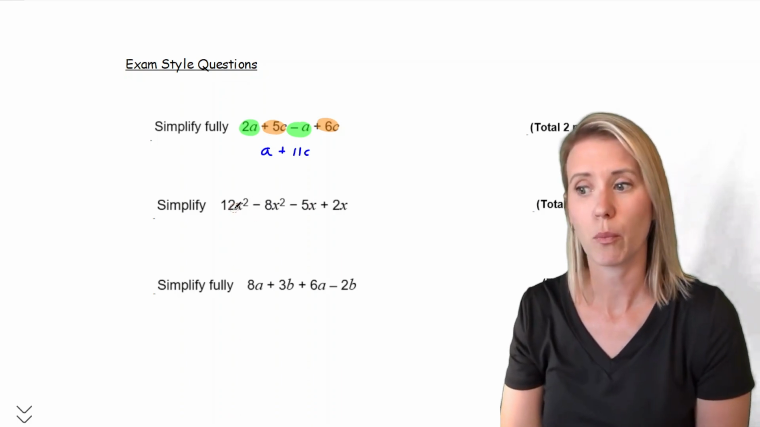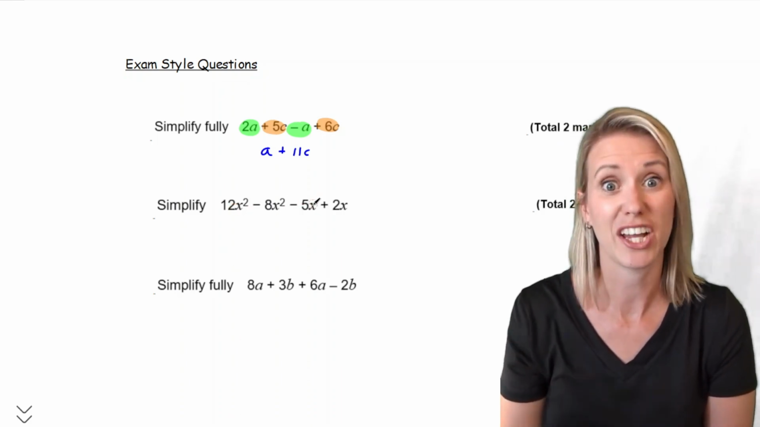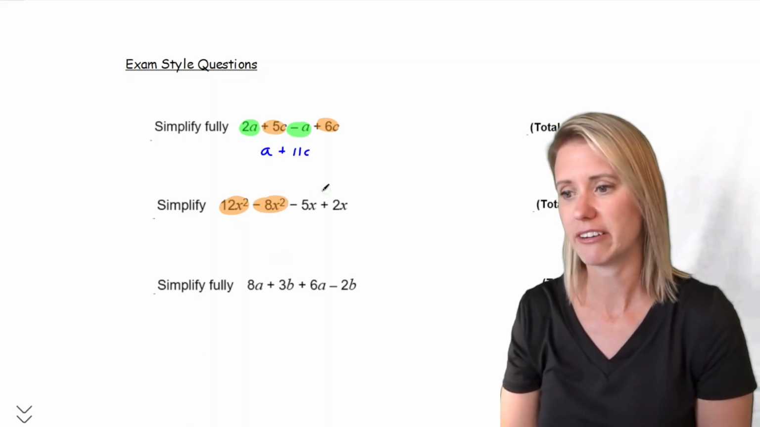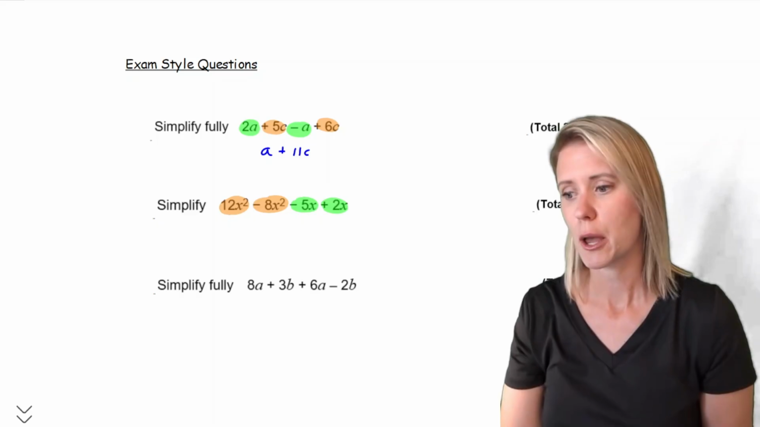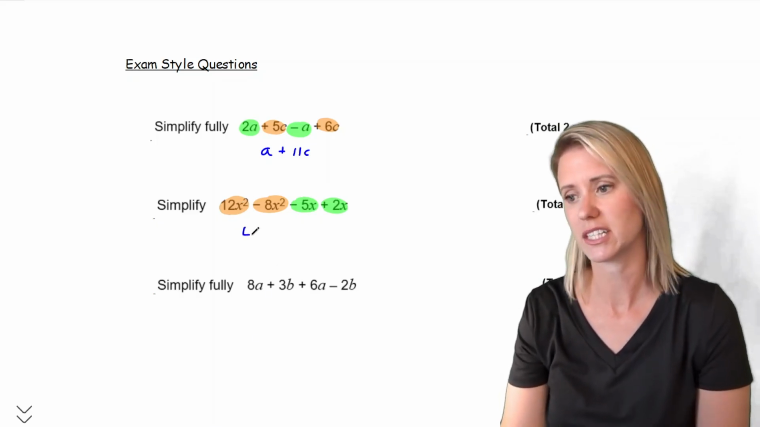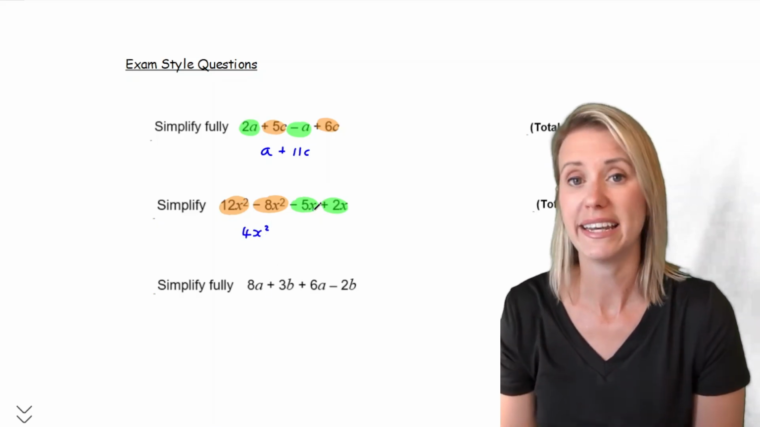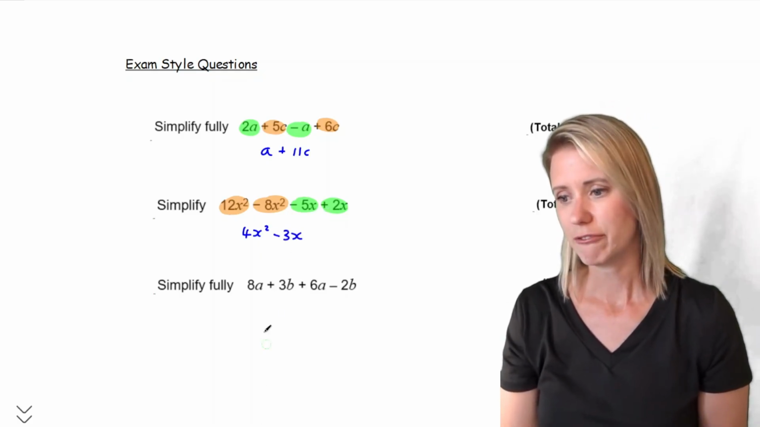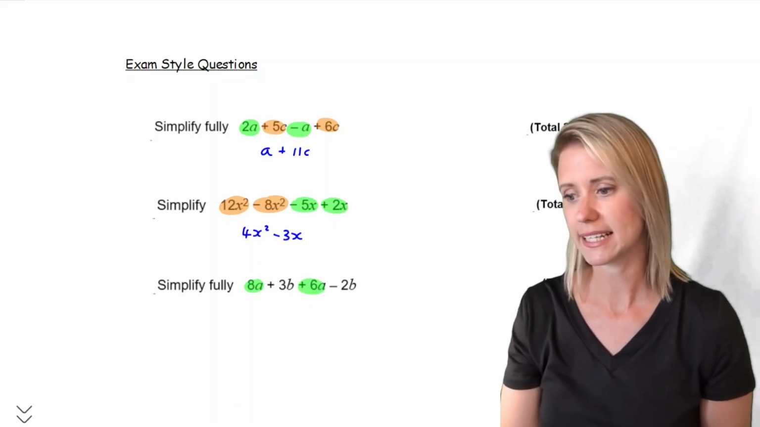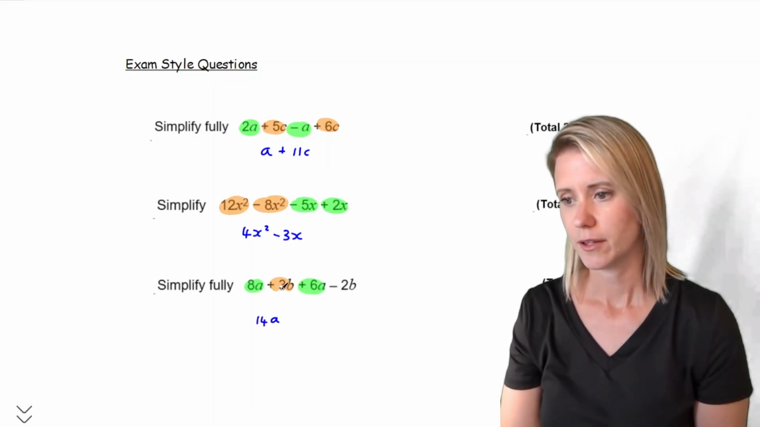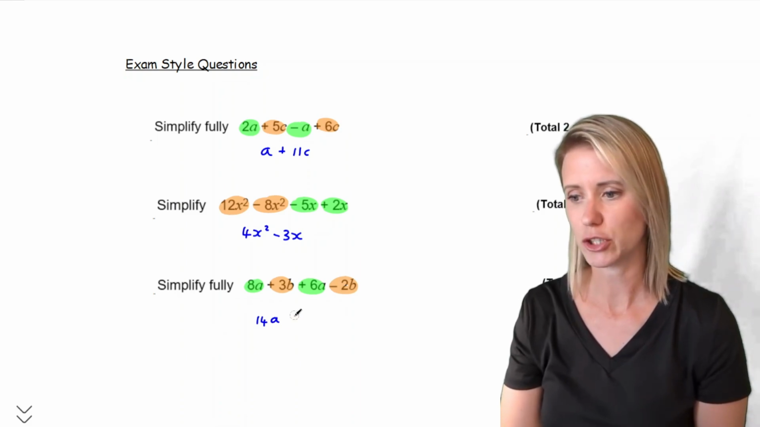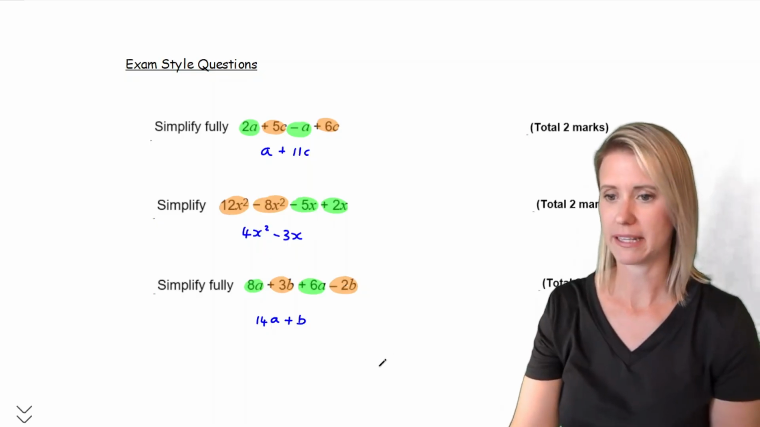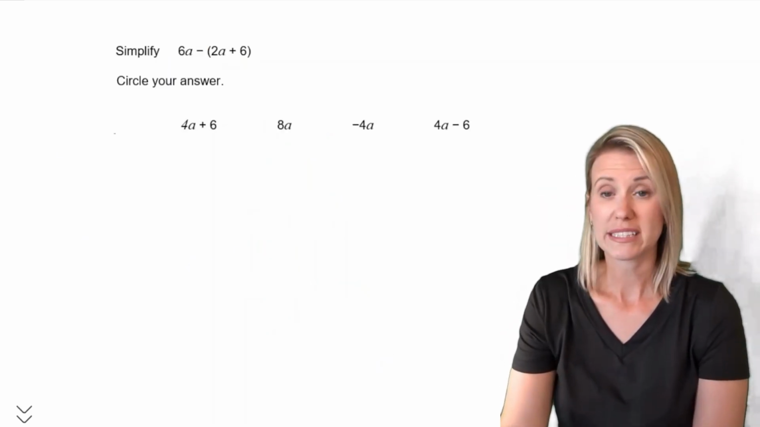Right, moving on to the next one, we cannot join the squareds with the unsquareds. So we have 12x squared and we're subtracting 8x squared, which is very different to the minus 5x plus the 2x. So joining those together to start with, we have 4x squared, minus 5 plus 2 gives us minus 3x. And finally, 8a can be joined with plus 6a to give us 14a, 3b take away 2b leaves you with just b. 14a plus b altogether.